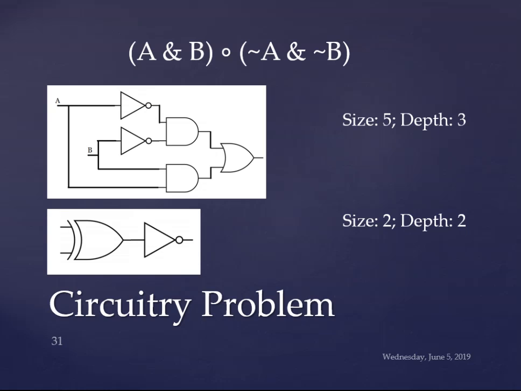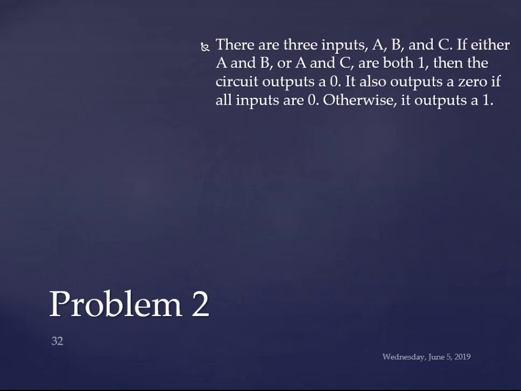All right, so here's a more complicated problem, right? Here we have 3 inputs, A, B, and C. If either A and B or A and C are both 1, then the circuit outputs a 0. It also outputs a 0 if all inputs are 0, otherwise it outputs a 1. Okay, so what you have to do is go through the same steps, all right? So A, B, and C, that's 3 choices, so you're going to have an 8-row table of operations, and then you just have to follow the directions, right?